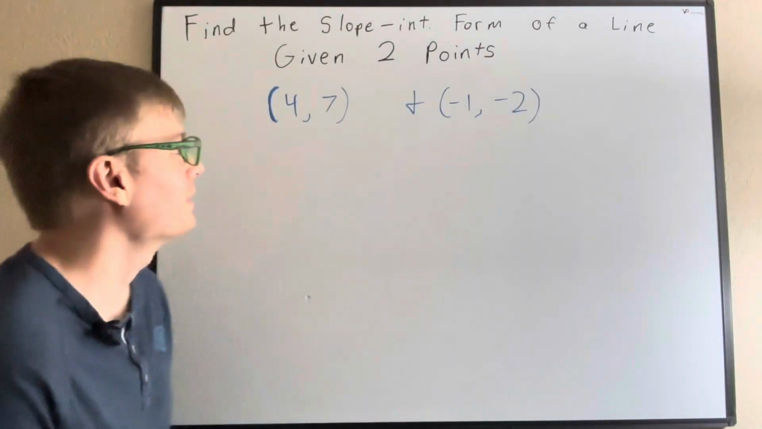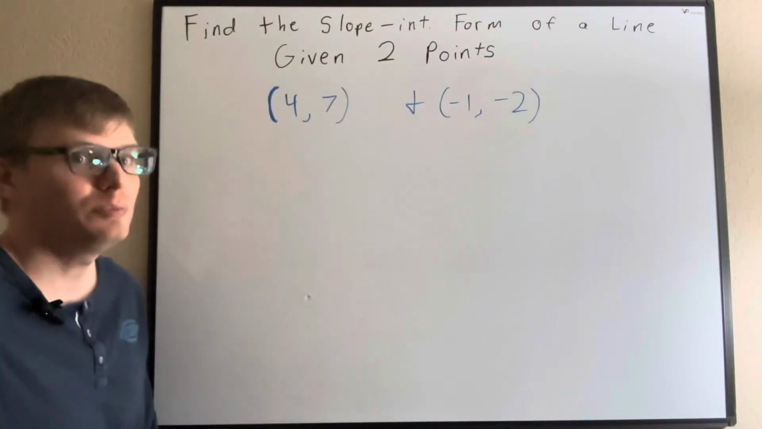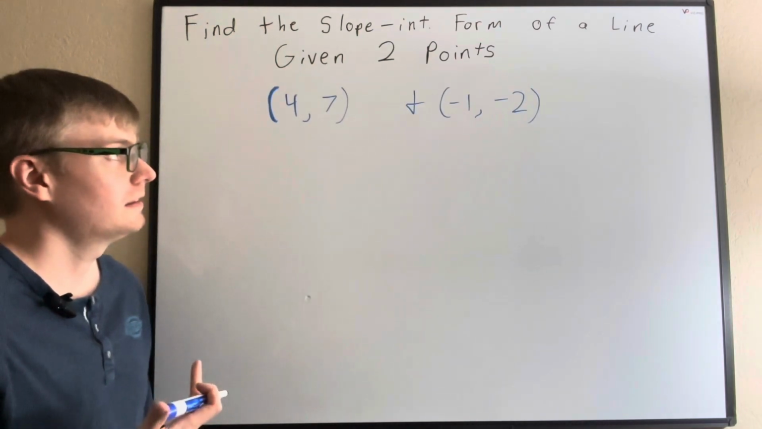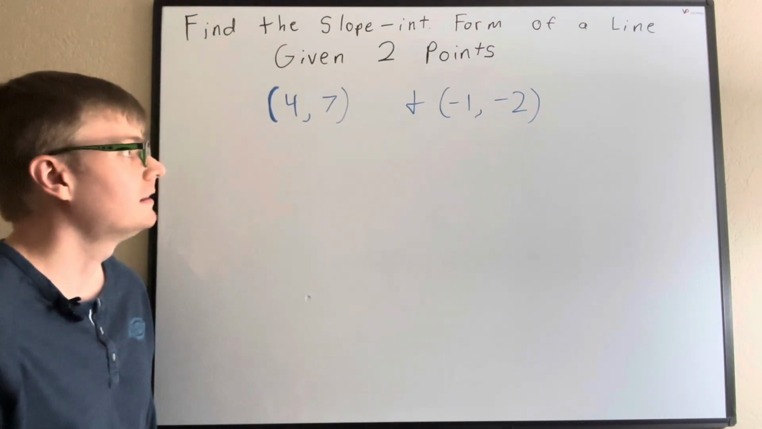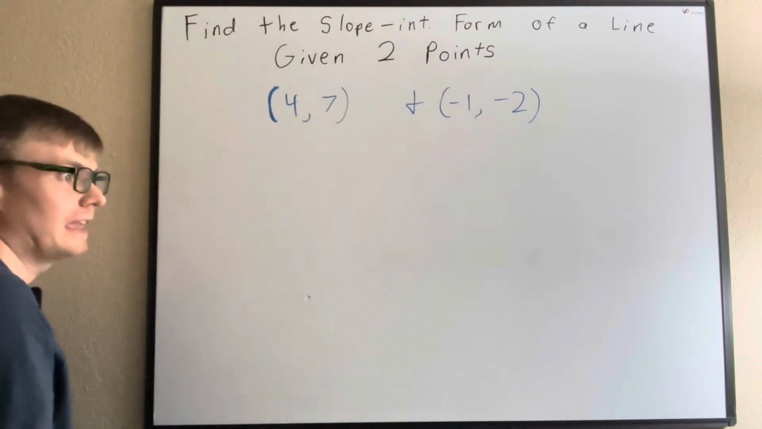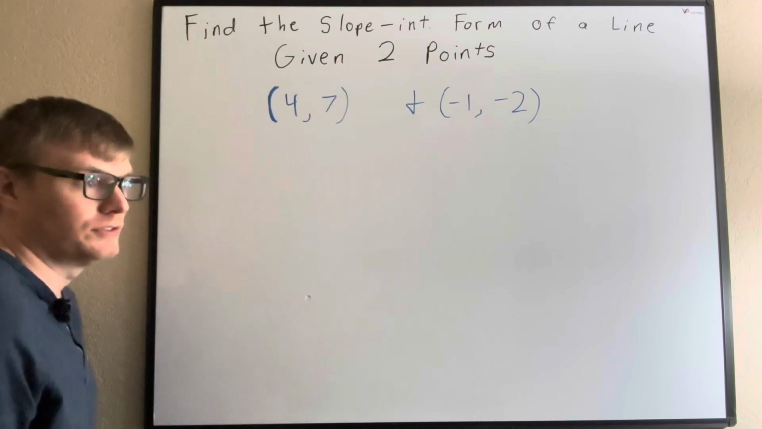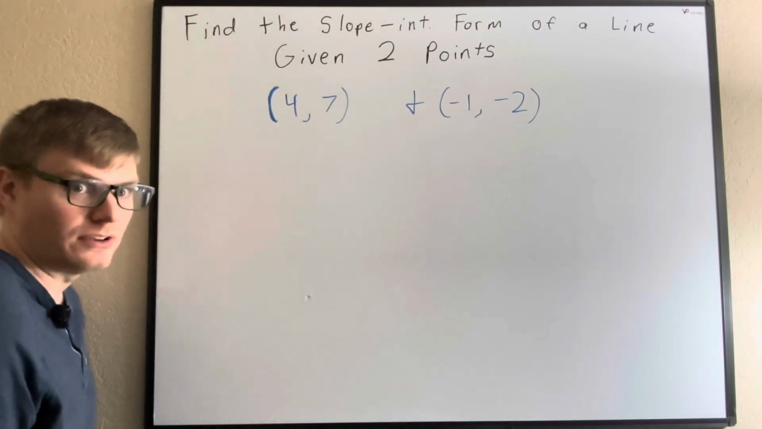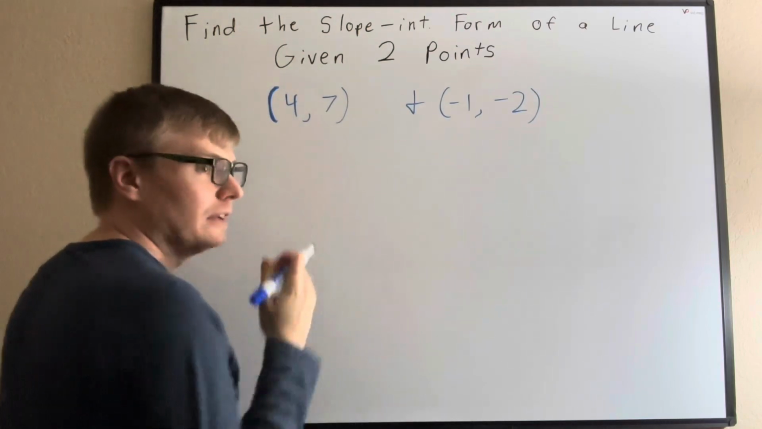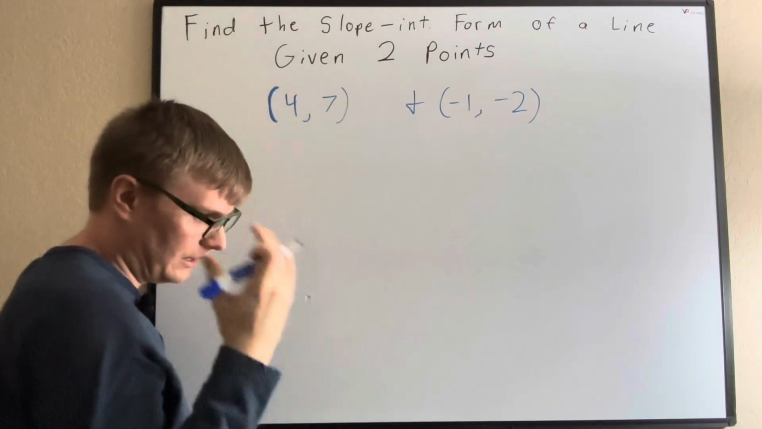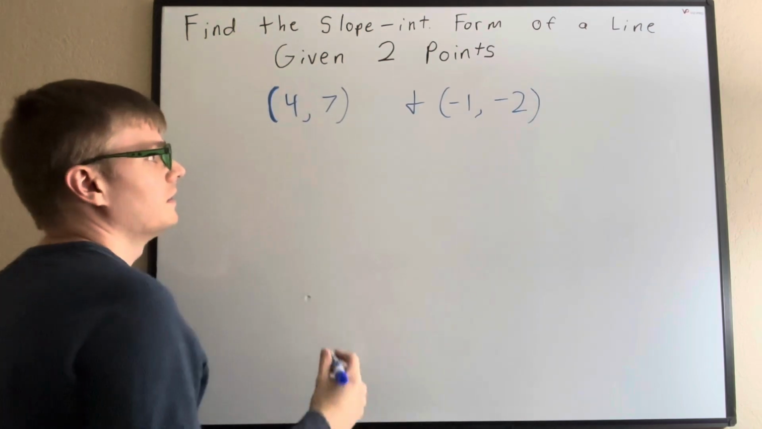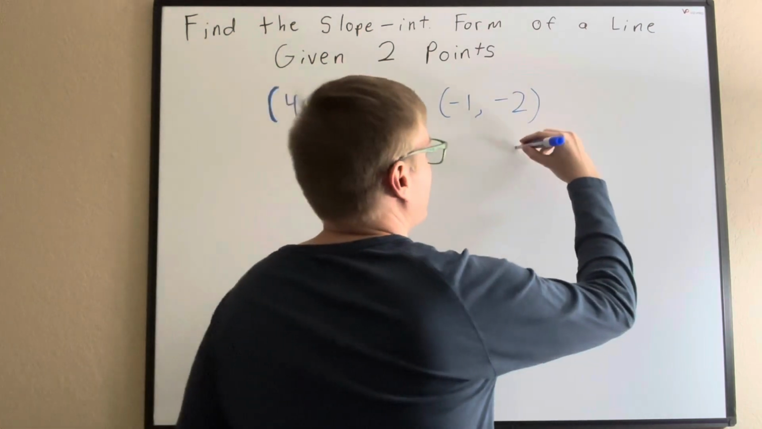All right, in this video, I'm going to go over finding the slope-intercept form of an equation of a line when all you're given is 2 points. Now, if you've reviewed the previous 3 videos that I've made, you should be able to figure out, okay, well, what can I do with just 2 points? Well, we can find the slope, right?